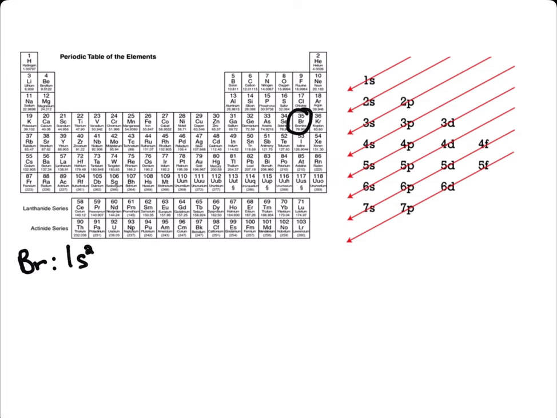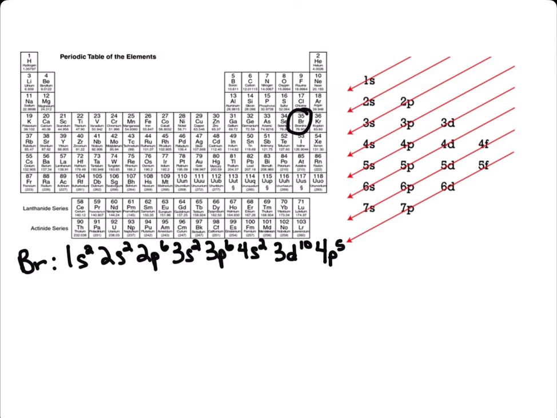1s2, 2s2, 2p6, 3s2, 3p6, 4s2, 3d10, 4p5. If I add up all of the superscripts, I'm going to get 35.